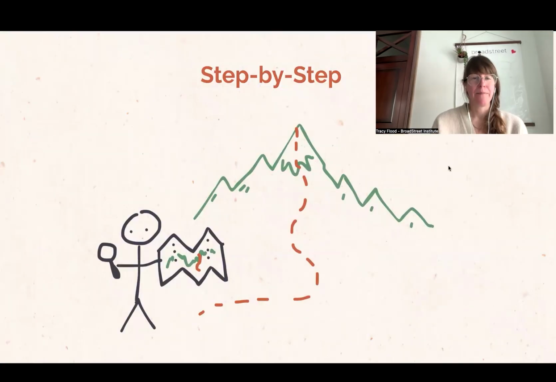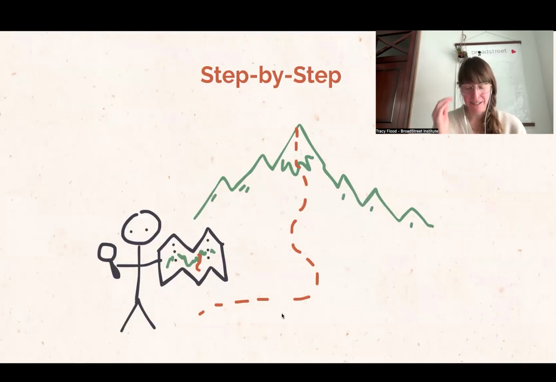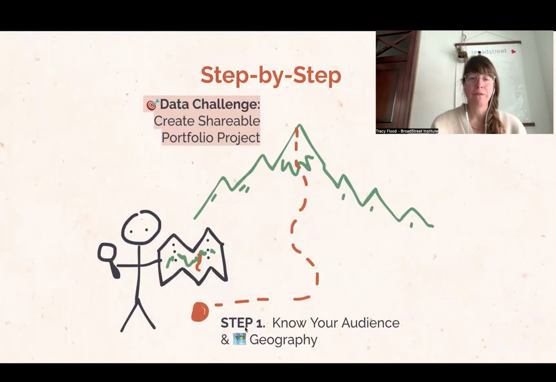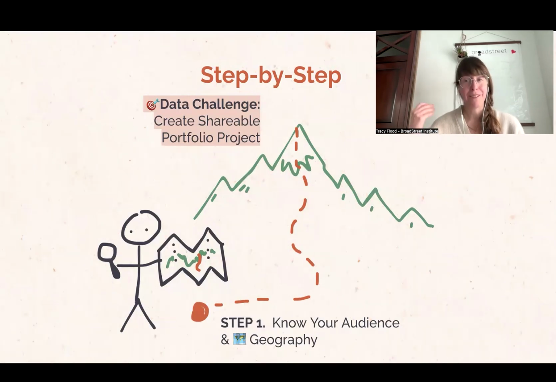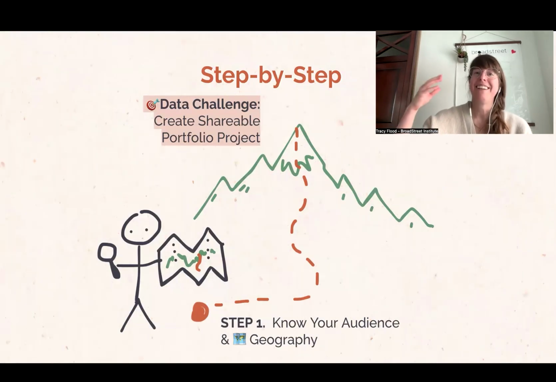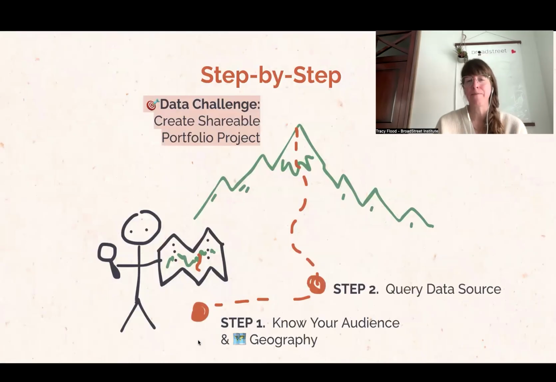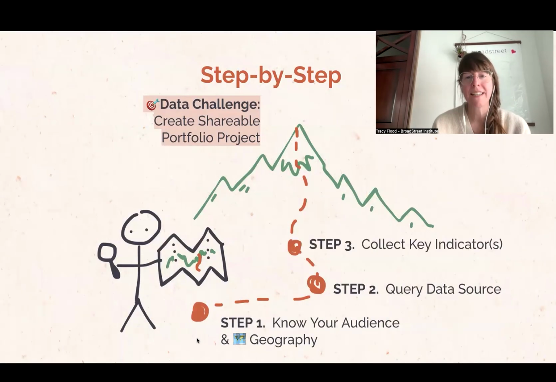Let's do the step by step. So the idea of the step by step is that we've got the tools that we need. We've got the data source that we need. And our goal is to create a shareable portfolio project. We're going to start. The first step is to know your audience and the geography that they'd be interested in. If you're working on an infogram, maybe a city or a county would be of interest. If you're talking to an elected official, definitely their constituents' district is the most important thing to them. So know what's important to the person you're talking to when you're sharing data. Then we can query the data source and see what options are available to us.